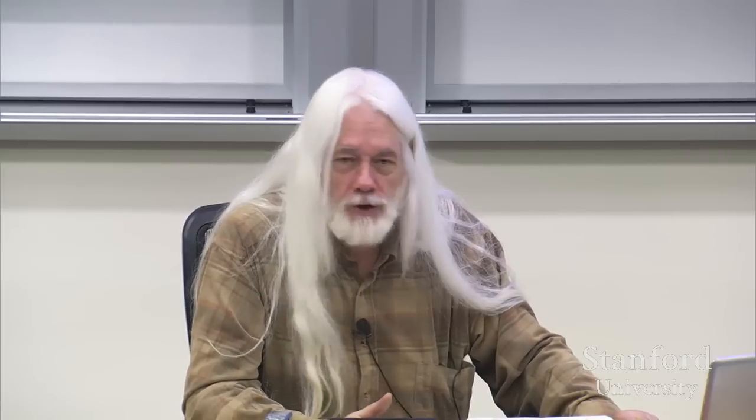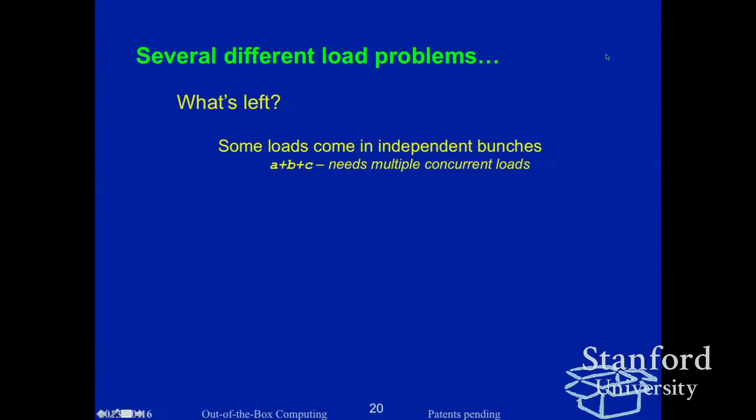Now, we've eliminated a number of cases which are either cases nobody can do anything about or are different problems. So what's left? Some loads are not a bunch of related loads, but in fact are relatively independent. Thus, for example, A plus B plus C, we can load A and B and C simultaneously, and we hope that they all come back together. But if it turns out that one or two of them have to go to DRAM, we don't have to do 300 plus 300. We can only do 300 and have everything come back all together.